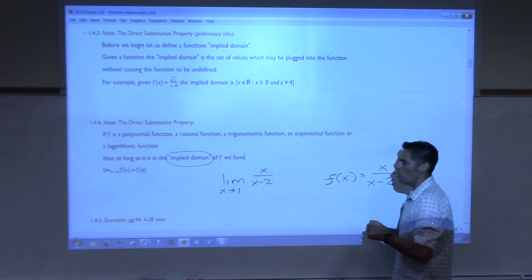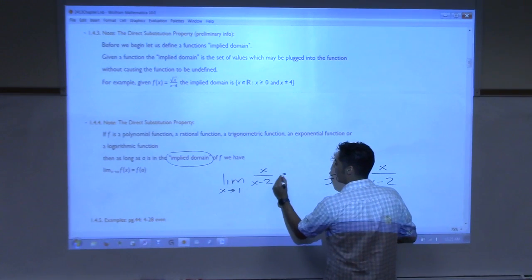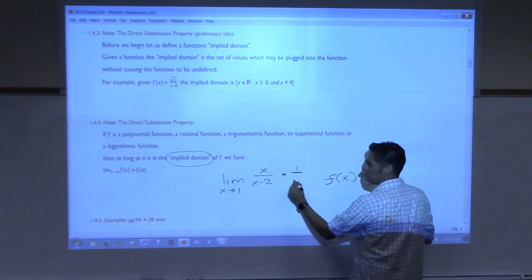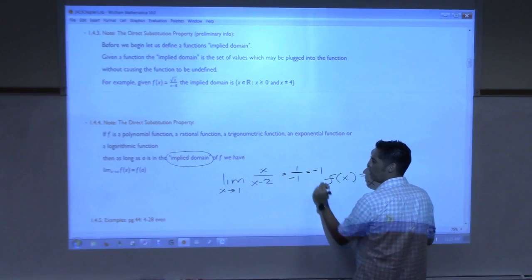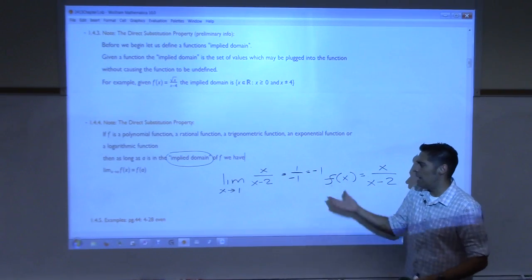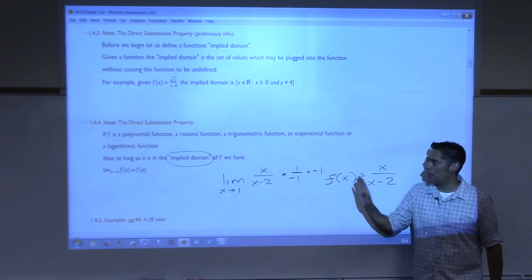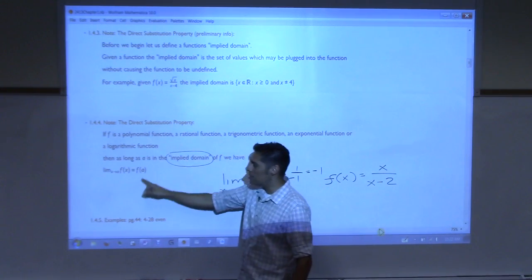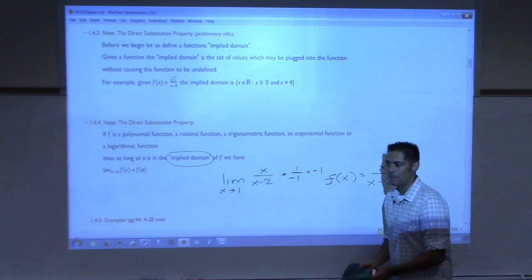So all I do is plug 1 in. I get 1 over, what? -1, and the answer is -1. That's it. That's a direct substitution. There's no magic to this. Just plug the number in. You're allowed to do that, direct substitution, as long as that number was in the implied domain.